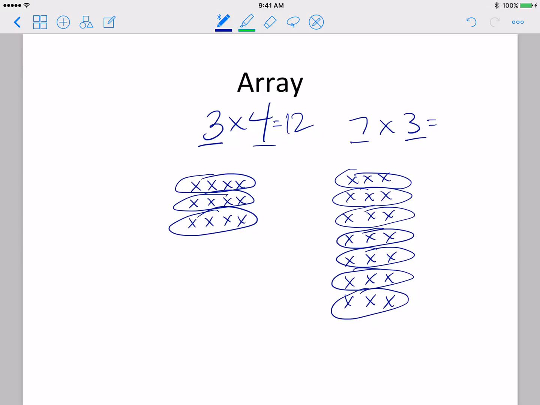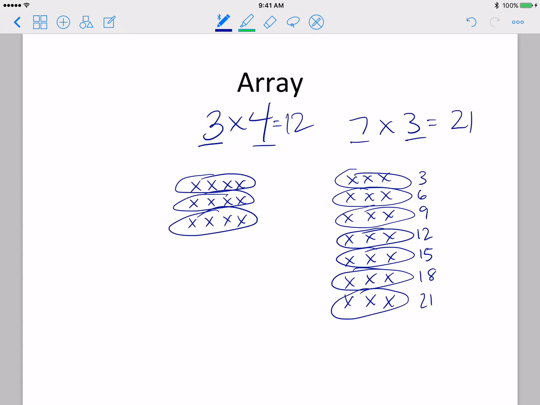And you could skip count by 3s if you wanted to. You could go 3, 6, 9, 12, 15, 18, 21. Skip counting by 3 down, which would be listing the multiples as well. Or you could count them one by one. Whatever you need to do to find the product. So we know that 7 times 3 is equal to 21. So that is our strategy to find the product by building an array.